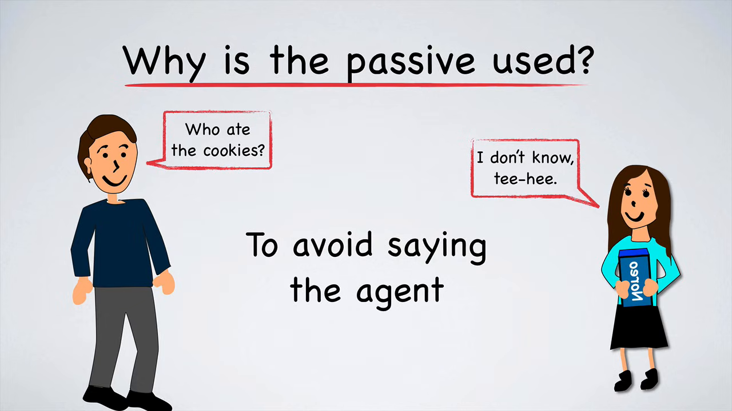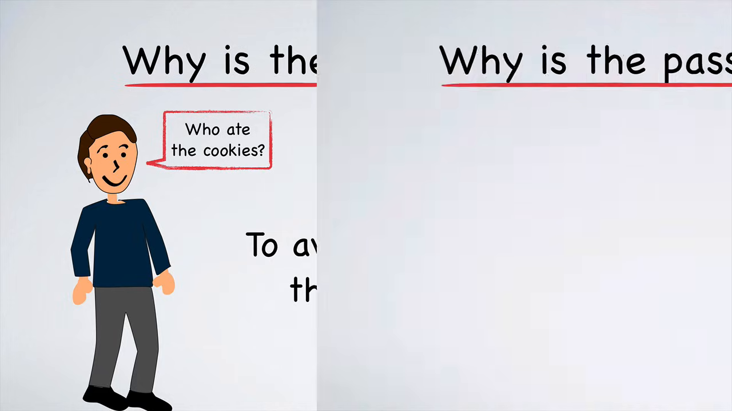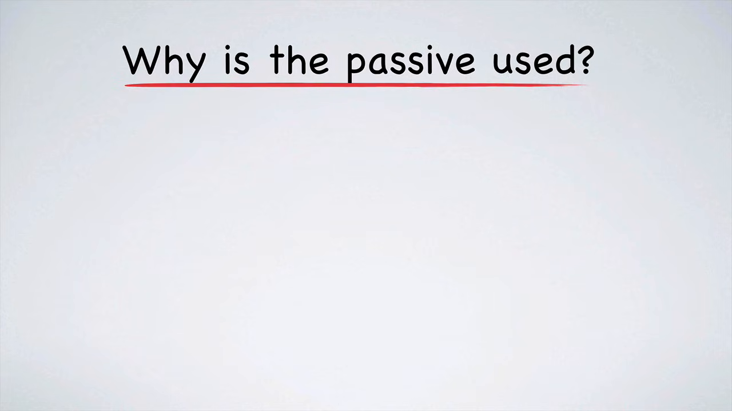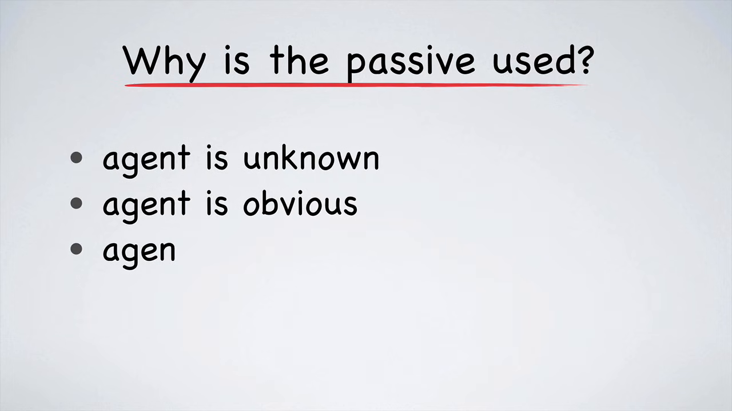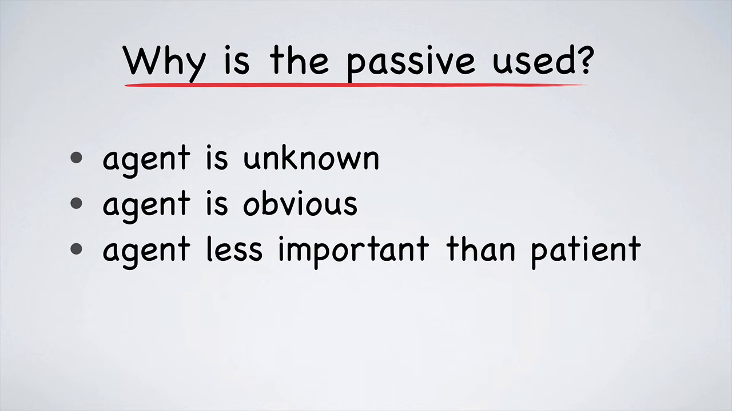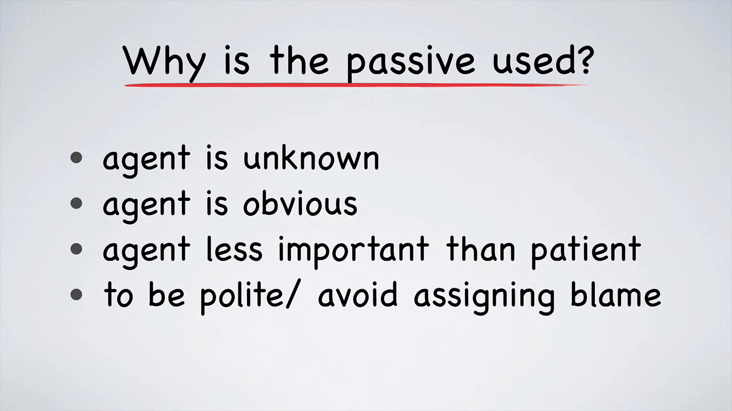There are a few reasons why people avoid saying the agent. A speaker may do this for several reasons. Most commonly, this is done when the agent is unknown. It may also be done because the agent is obvious or less important than the patient. Finally, it is sometimes used to be polite. That is, to avoid blaming someone for a negative action.